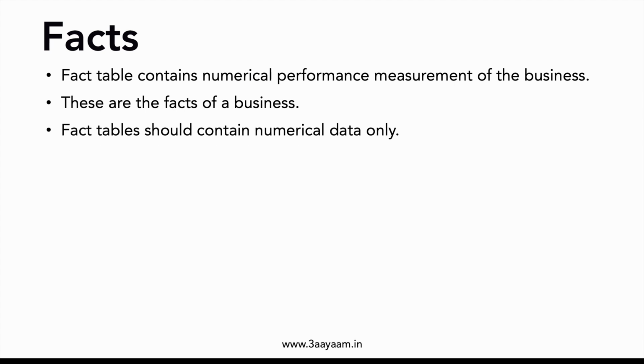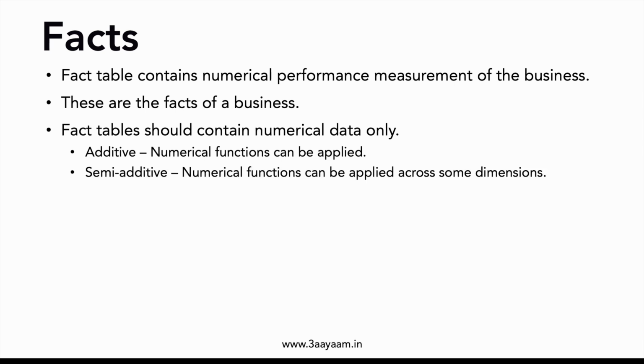And when you talk about numerical data, there are three types of numerical data. One is additive, also known as additive fact tables. When we say a fact table is additive, it means that we can apply numerical functions on the attributes which have numerical data across all the dimensions, which we'll talk about. Then semi-additive means that numerical functions can be applied across only a few dimensions, not across all of them.